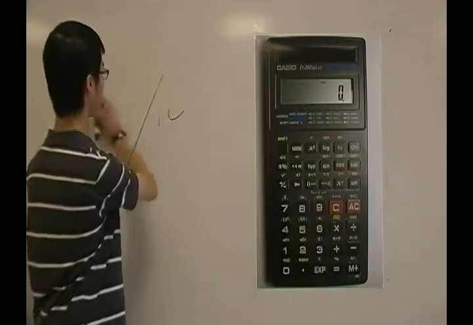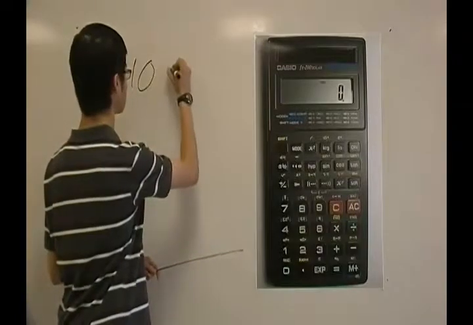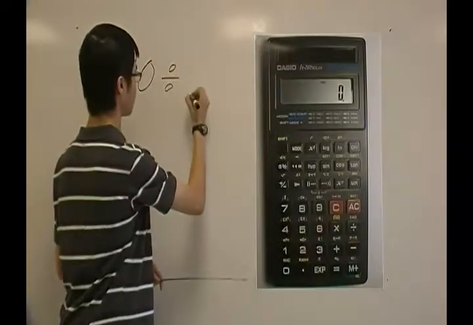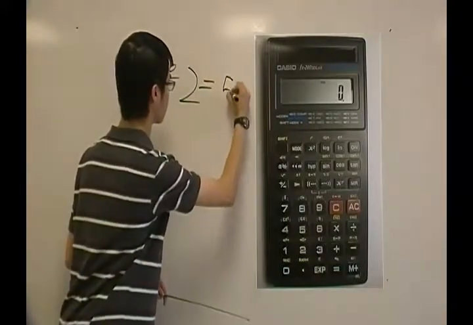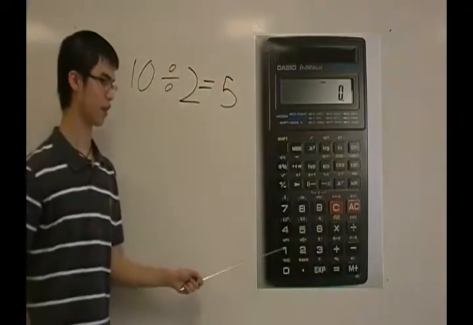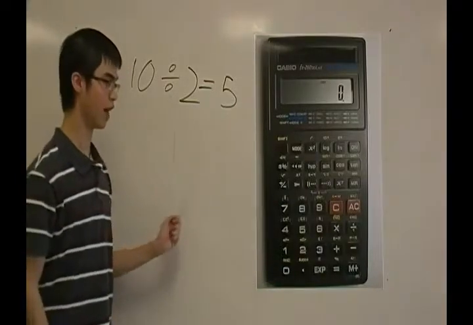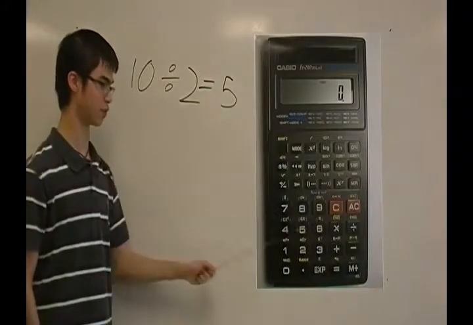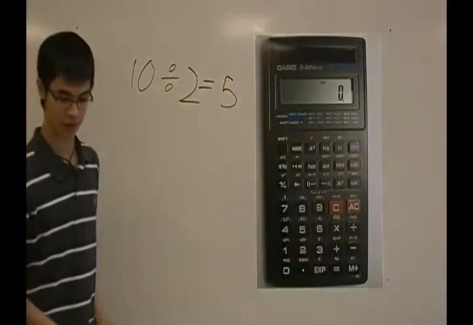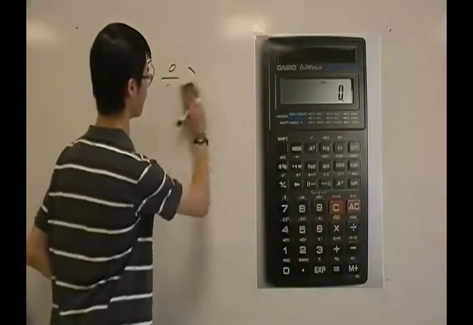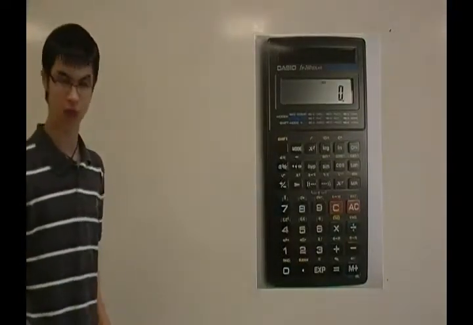So let's go through this one more time. 1, 0 divided by 2, which is this, equals 5. All right? And that's how you do division on this calculator. All right. Let's move on to decimals.